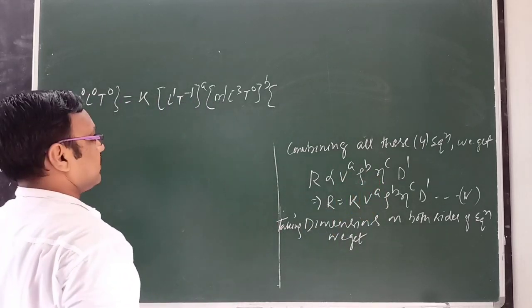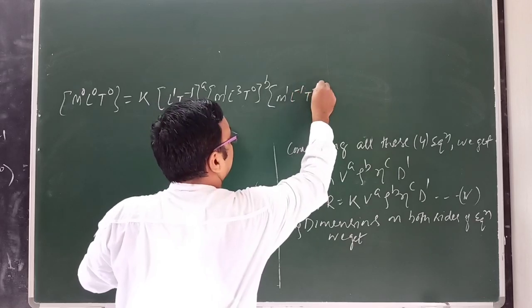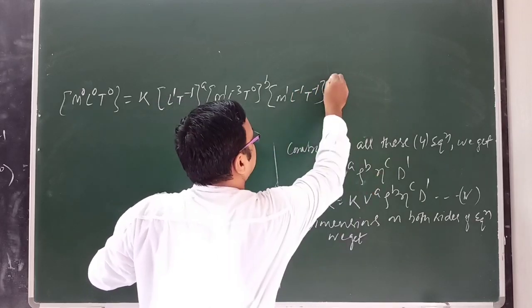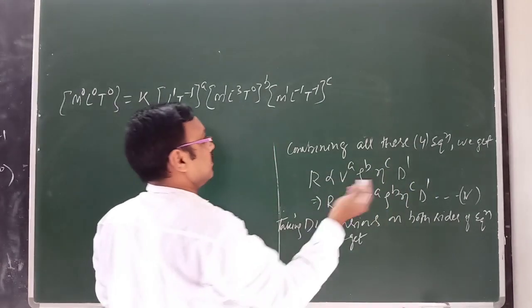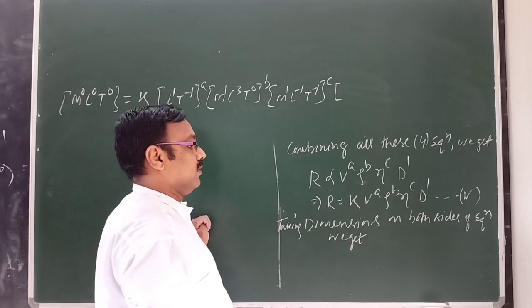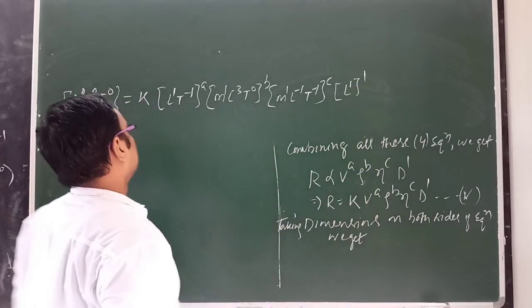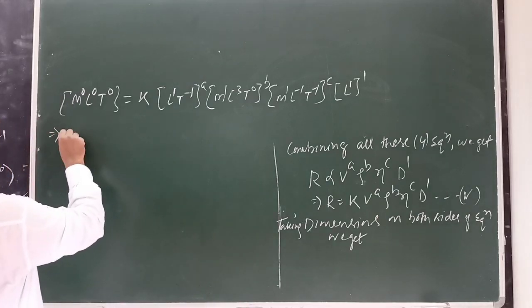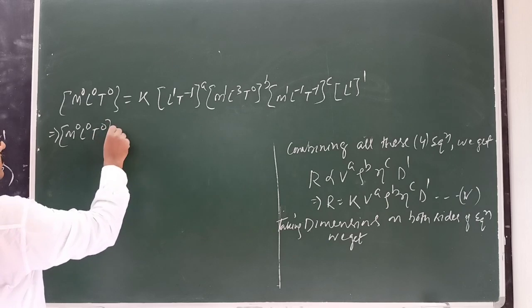And its formula is M^1 L^-1 T^-1. Its power is C. And finally, it also depends directly on the diameter. So diameter means we are just taking its length. It is a type of length only, so we can represent L^1 for it. Clear? So now it becomes M^0 L^0 T^0 equals to K as it is.